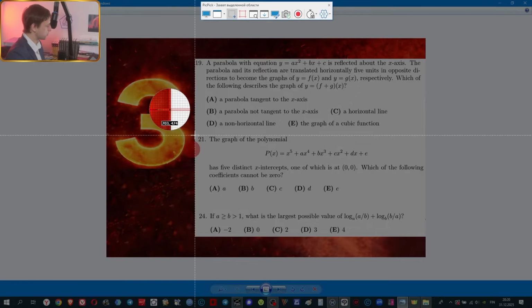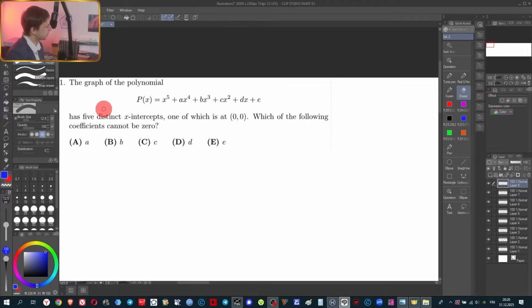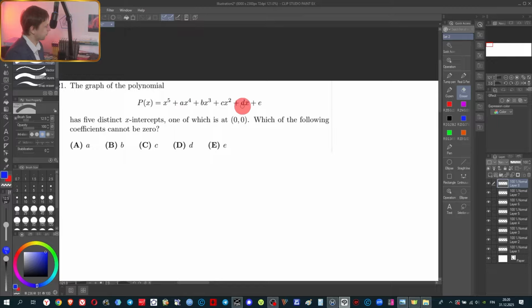Okay, let's solve the second one. So we have here a polynomial of 5th degree, and we are told that the graph of this polynomial has 5 distinct x-intercepts, one of which is at (0, 0). Which of the following coefficients cannot be 0?